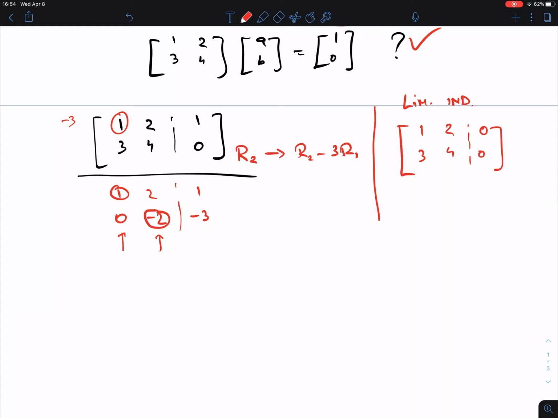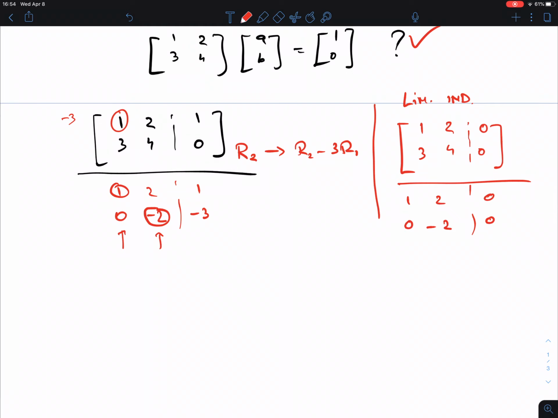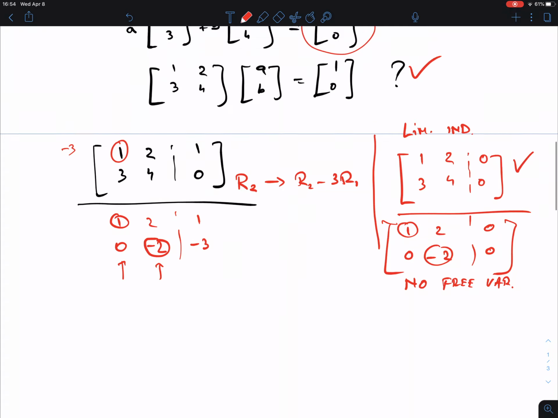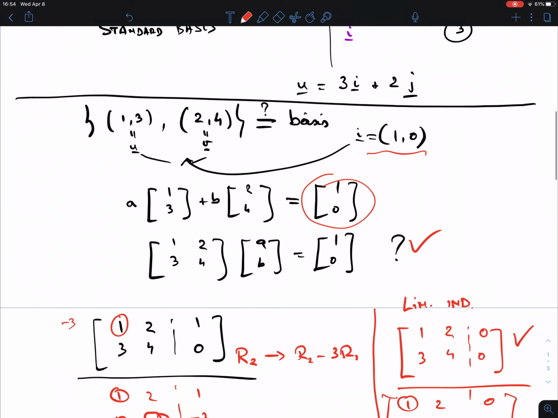Now, of course, it's the same row operation. So if I do this, I get 1, 2, the last column is always zeros, 0, negative 2, and I get again the same pivots, of course. And linear independence meant there are no free variables, because if you had free variables, then you had more solutions. But if you had no free variables, there was only one solution. So this tells me that these two vectors are linearly independent.